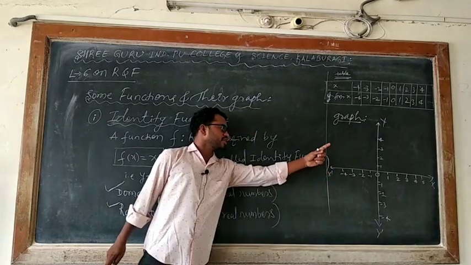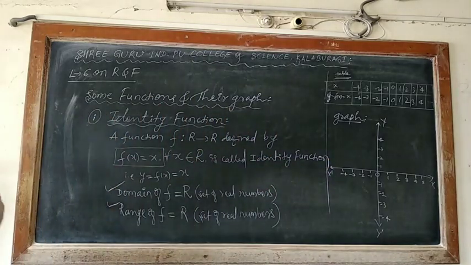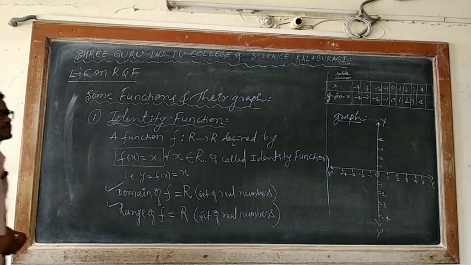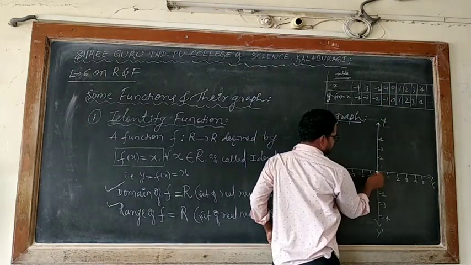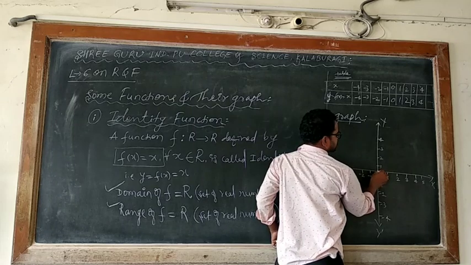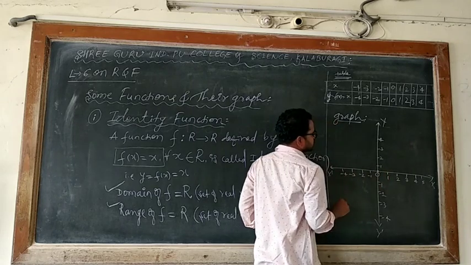These are the points. Plot these. The right side of the x-axis is positive, the left side of the x-axis is negative. Above the origin, y is positive. Below the origin, y is negative. You plot these points. Now I will take points according to that. When x is 0, y is also 0, so I will take this point. X is 0, y is 0.